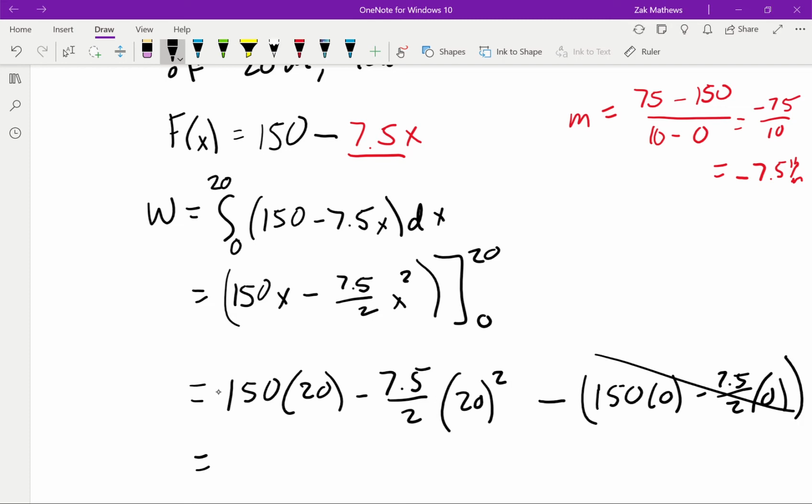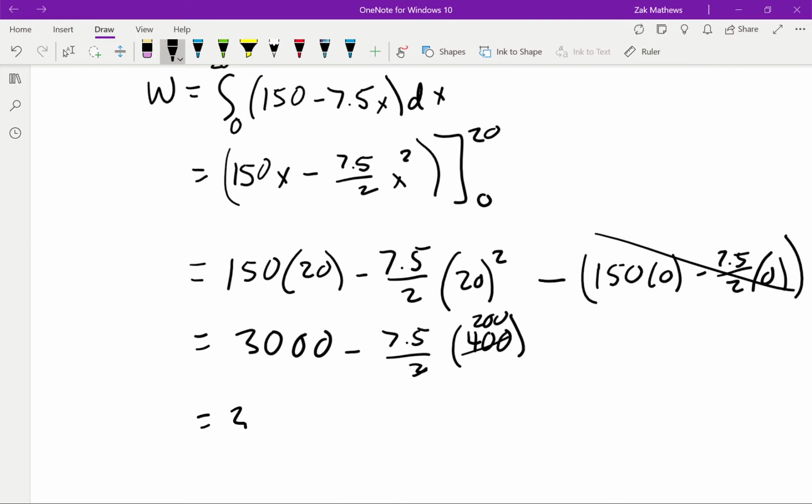So 20 times 150, 3, add the 2 zeros behind it, minus 7.5 over 2. 20 squared is going to be 400. Half of that is 200. So we'll have 3,000 minus 7.5 doubled would be 15. Add our 2 zeros behind.